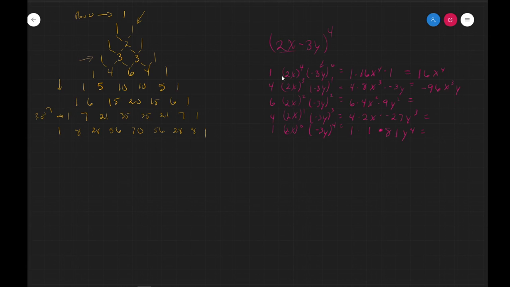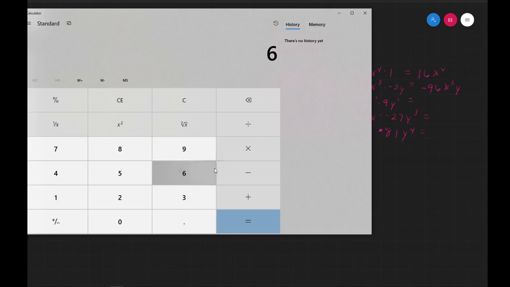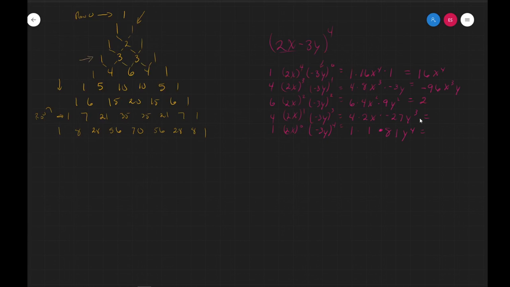Now we're going to have 6 times 4 times 9. So 6 times 4 is 24, times 9 is a number that I can't think of off the top of my head, so I'm going to run Desmos real quick. 6 times 4 times 9 is 216. So 216 x squared y squared.